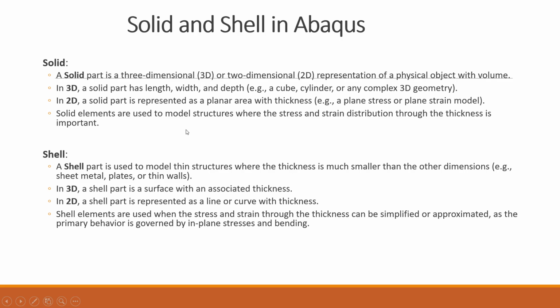Solid elements are used to model structures where the stress and strain distribution through the thickness is important. Now the shell is used to model thin structures. If we are modeling thin plates, with a by h ratio of 50 or 100, then it's fine. Or if we are modeling a moderately thick plate, a by h equal to 20, then also it would be fine. But for more depth, like a by h equal to 4, which is a very deep plate, we have to go for the solid. That's a better option.